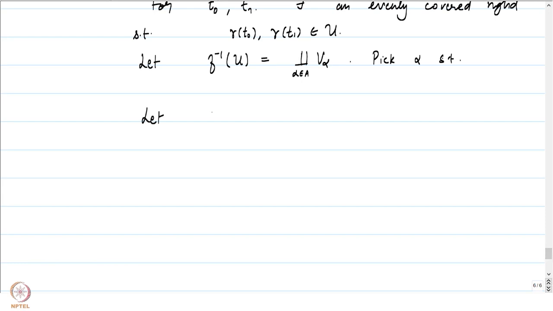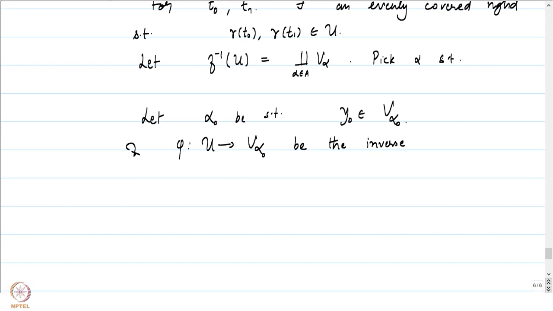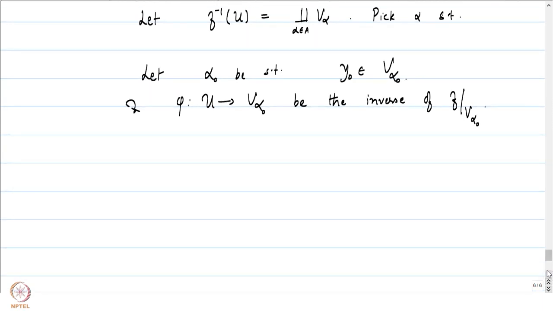Let alpha naught be such that y naught belongs to V alpha naught, and phi from U to V alpha naught be the inverse. Remember that f restricted to V alpha naught, from V alpha naught to U, is a homeomorphism, and therefore if you consider the inverse, that's also going to be a homeomorphism. This is an inverse of f restricted to V alpha naught.